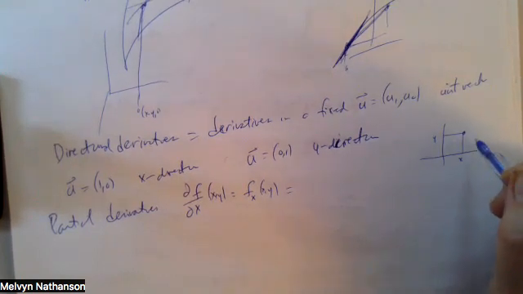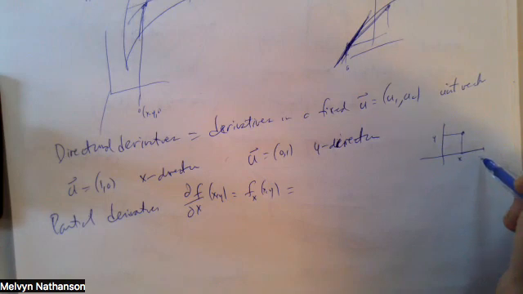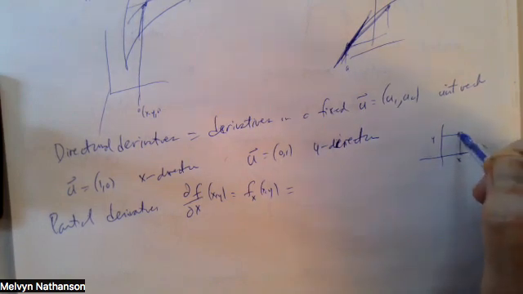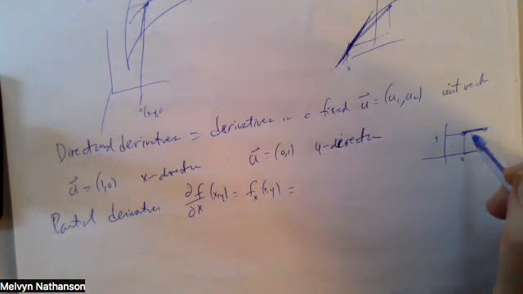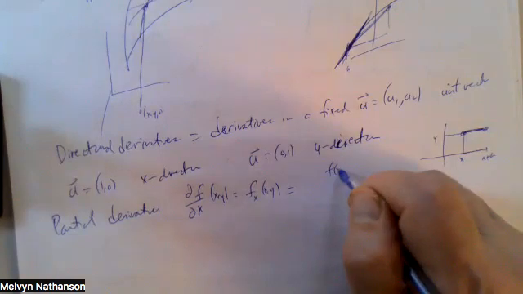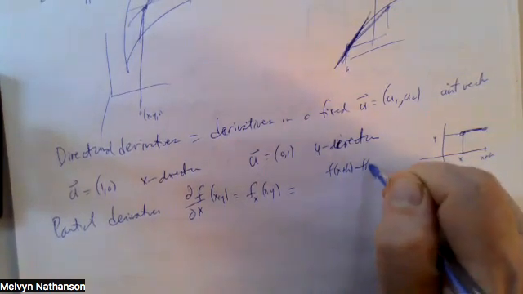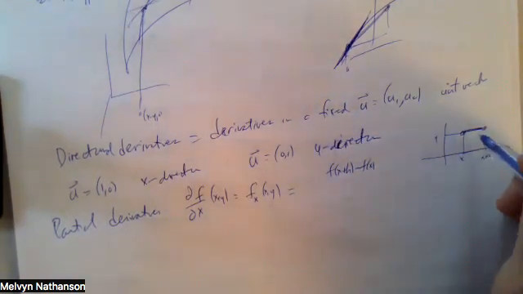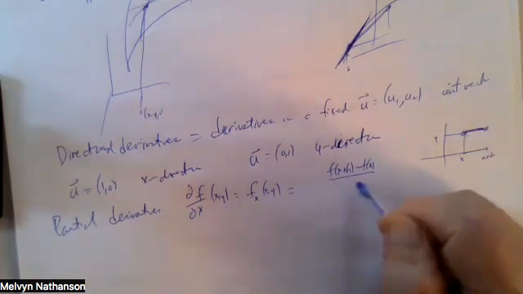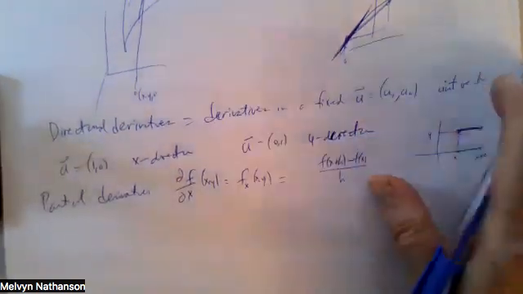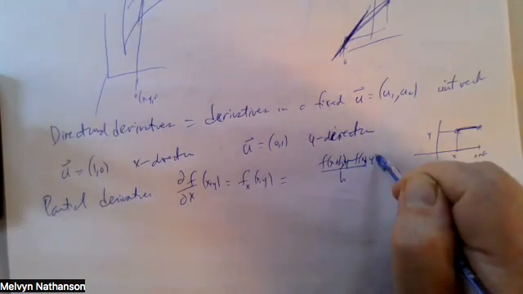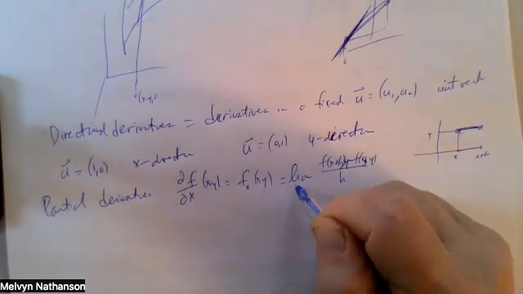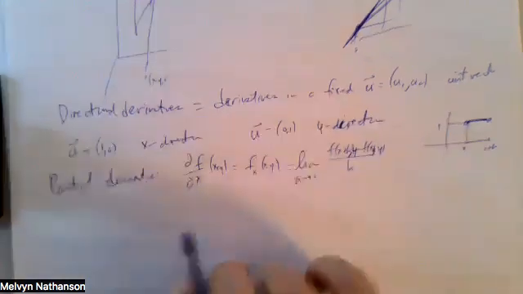You want to move a certain amount horizontally. You look at x and x plus h. And you want to know what is the difference in the values of the function between x and x plus h. That's f of x plus h minus f of x. The average rate of change will be that difference divided by h. This is x comma y, and you take the limit as h goes to 0.